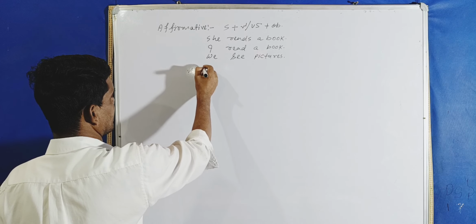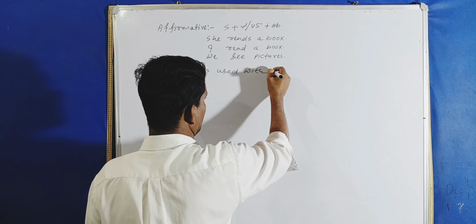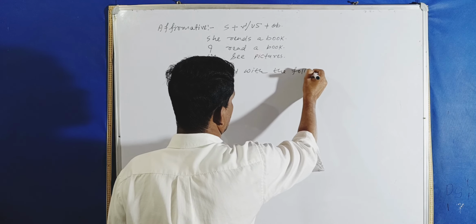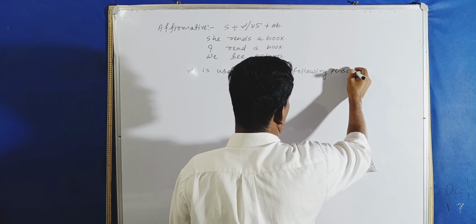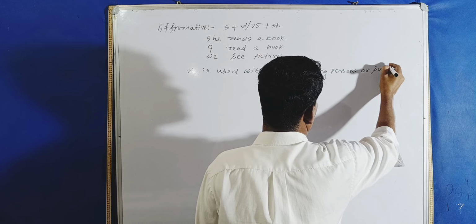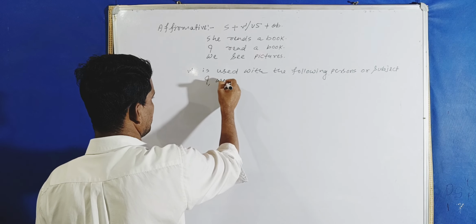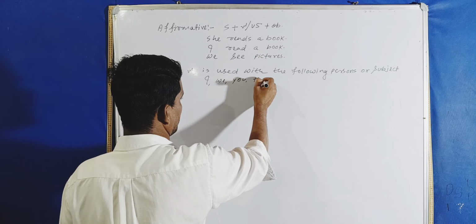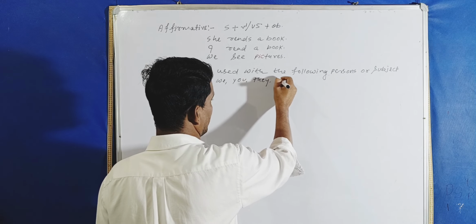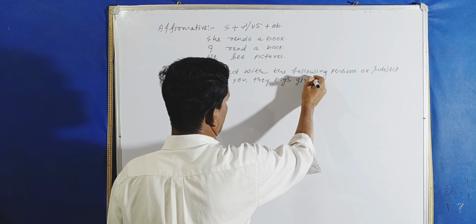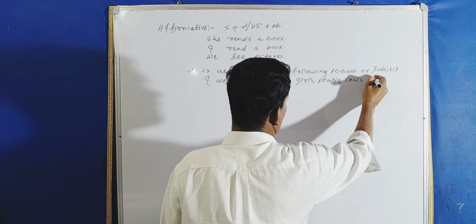Verb 1 is used with the following persons or subjects like I, we, you, they, and other third person plural nouns like boys, girls, people, cows, etc.